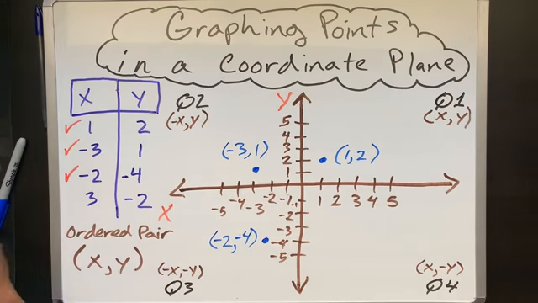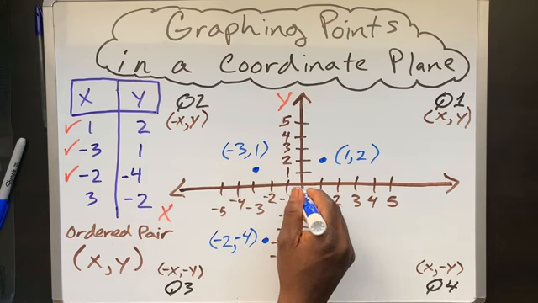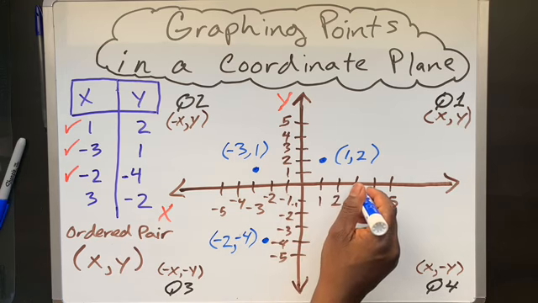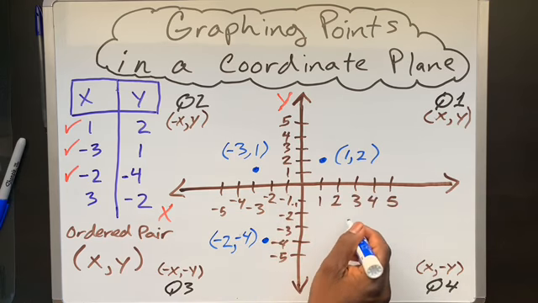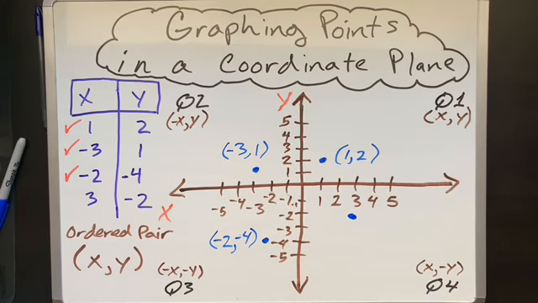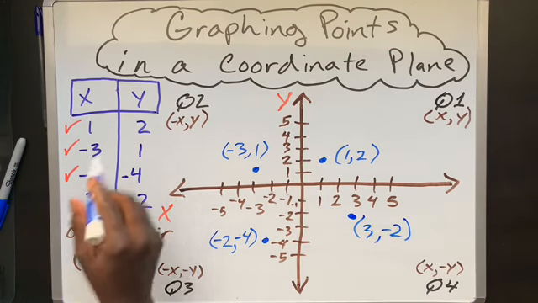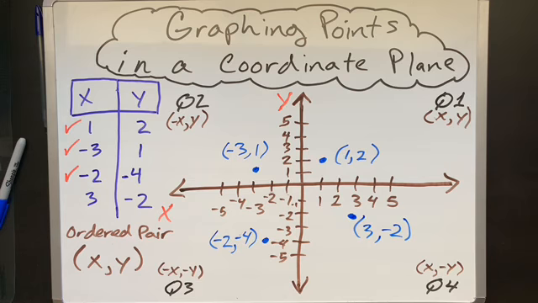Now, what I'd like to do is plot the last point. We have positive, starting from the origin, +3, 1, 2, 3, and then down 1, 2, which is right here. So what we end up with are the coordinates 3, -2. So we've successfully plotted all 4 points, plotted these coordinates.